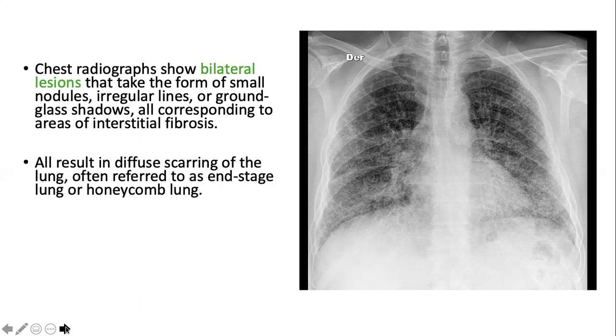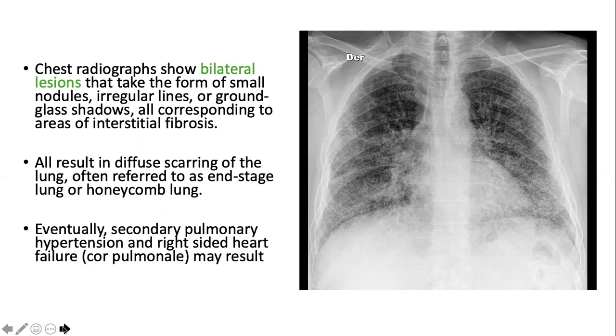In the long term, this results in diffuse scarring of the lung and a honeycomb appearance, which again may be visible on the X-ray as well. And eventually, as a result of the extensive pulmonary fibrosis, there's pulmonary hypertension, and that can result in right heart failure and cor pulmonale, where there is heart failure secondary to a chronic lung disease.